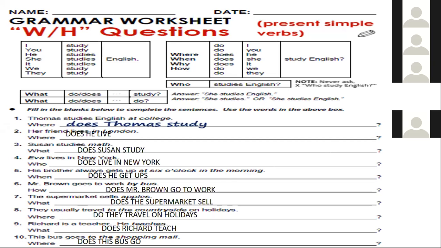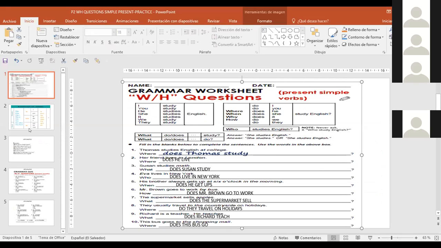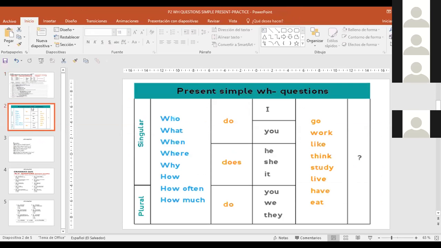Do you have questions until here? ¿Tenemos preguntas hasta acá? No, ¿verdad? Muy bien. Solo por si nos quedaba duda de la estructura, aquí se las tengo de nuevo. Who, what, when, where, why, how often, y how much. Esas son todas las WH words. ¿Quién, qué, cuándo, dónde, por qué, qué tan a menudo o qué tan frecuente, cuánto?